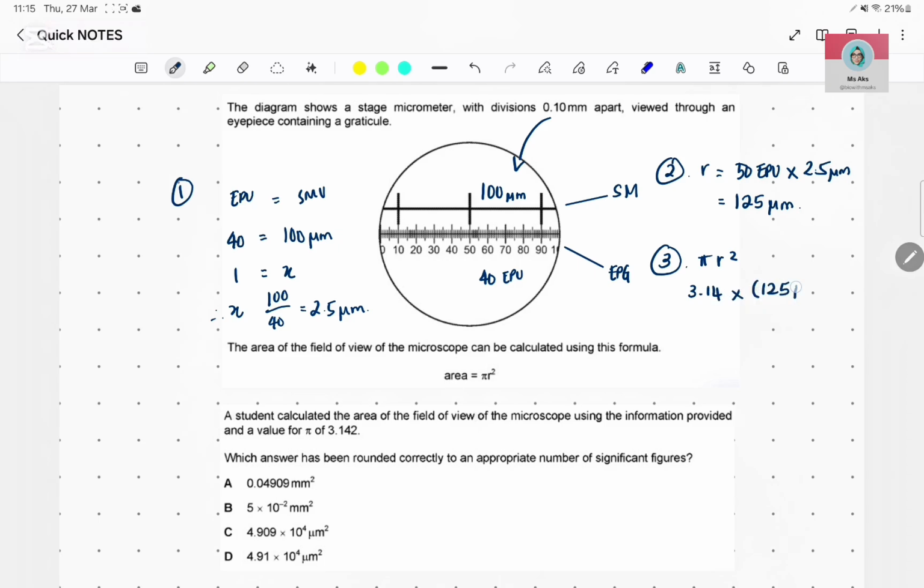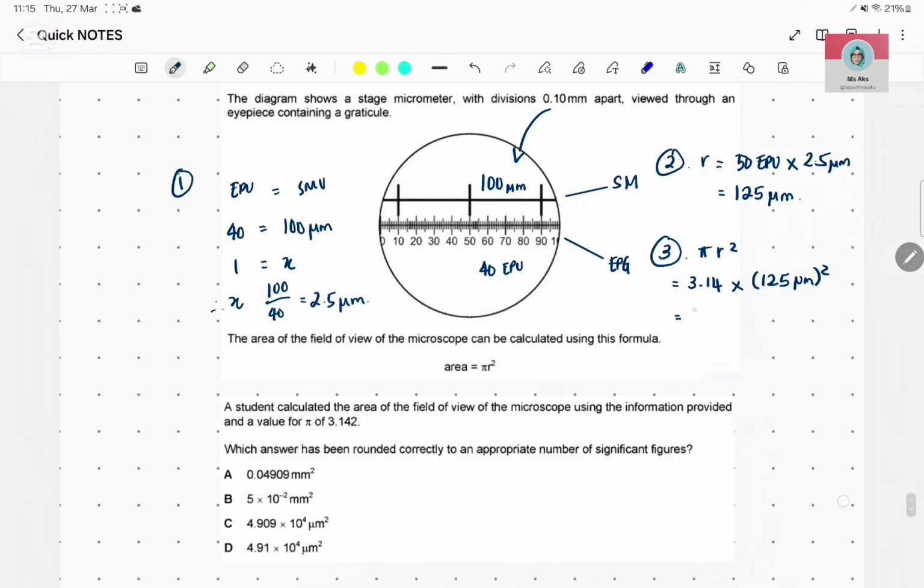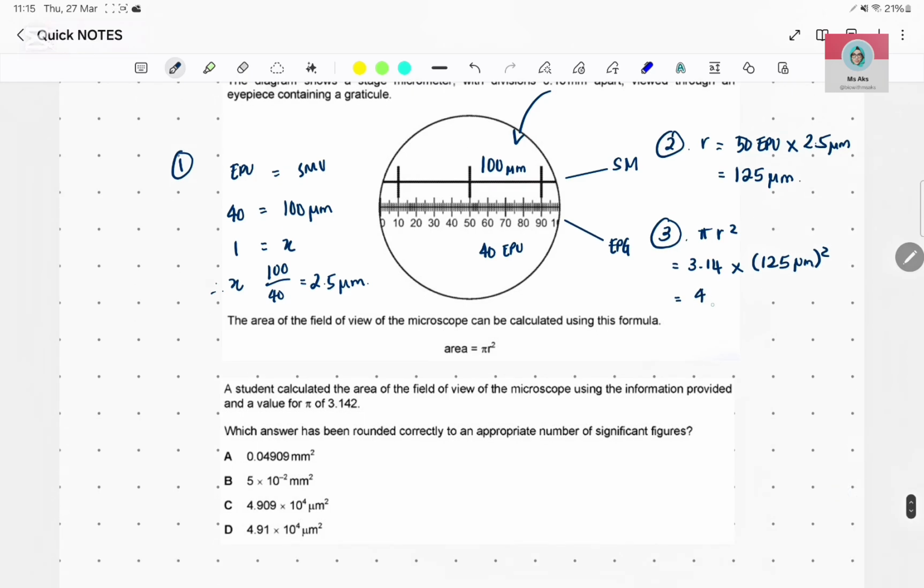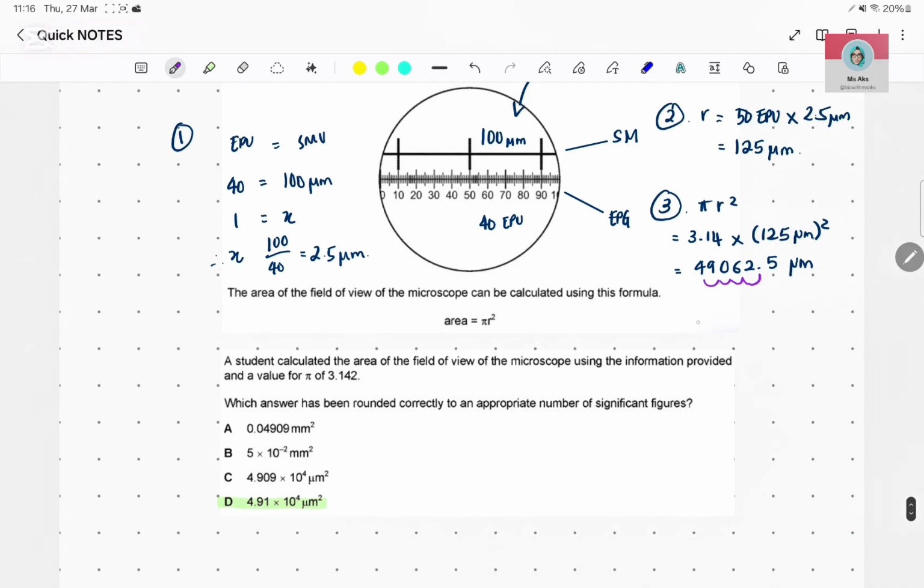Now, the third step is we just apply the formula pi r squared, so 3.14 times 125 micrometers squared. That's 49062.5 micrometers squared. Now, if you look at the options at the bottom, we have various answers in standard form. The correct answer here would be D. If you try that, I think everybody should be able to do this by now. If you move over the decimal point, it's 1, 2, 3, 4, so 4 jumps, which is equivalent to 4.91 times 10 to the power 4 micrometers squared. Oops, I forgot the square units here. There you go.